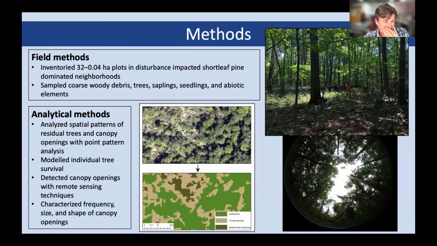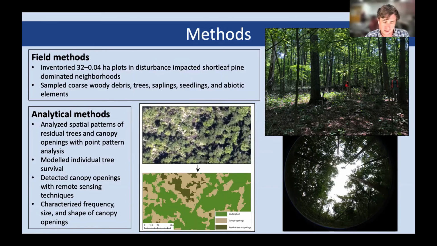So for our field methods, we installed an inventory of 32 tenth-acre, 0.04 hectare circular plots in disturbance-impacted shortleaf pine dominated neighborhoods. And on these plots, we sampled coarse-wooded debris, trees, saplings, seedlings, and other abiotic elements.